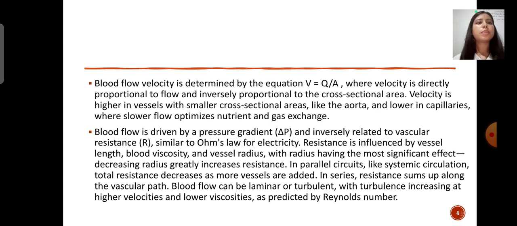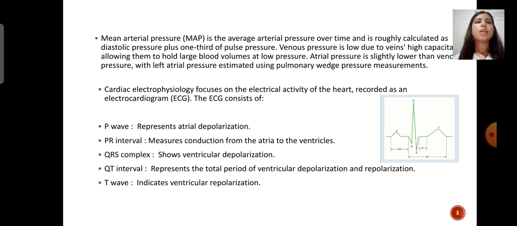So the blood flow can be laminar or turbulent, with turbulence increasing at higher velocities and lower viscosities, as predicted by the Reynolds number. The mean arterial pressure is basically the average arterial pressure over time and is commonly calculated as the diastolic pressure plus 1/3 of the pulse pressure.